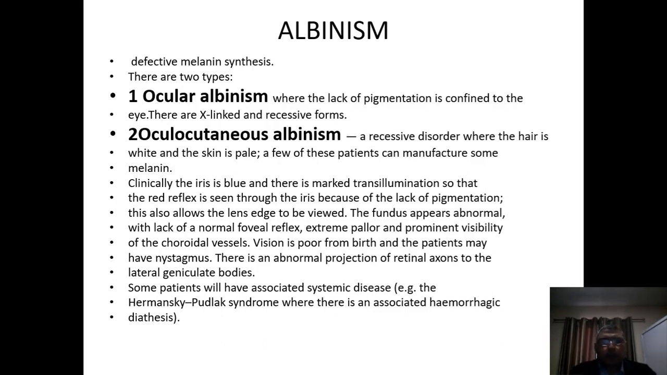Some of these patients with oculocutaneous albinism may have systemic associations such as Hermansky-Pudlak syndrome, where there is hemorrhagic diathesis associated with oculocutaneous albinism. So we should be careful if we decide to do surgery for these patients, like strabismus surgery or any other type of surgery. We should be careful about the hemorrhagic diathesis that may occur.